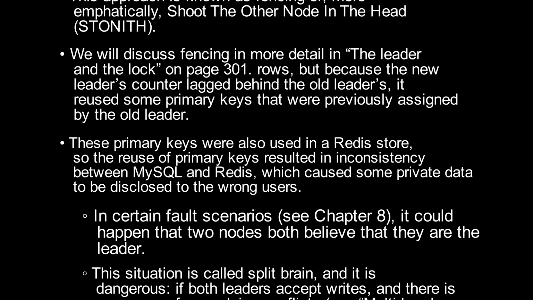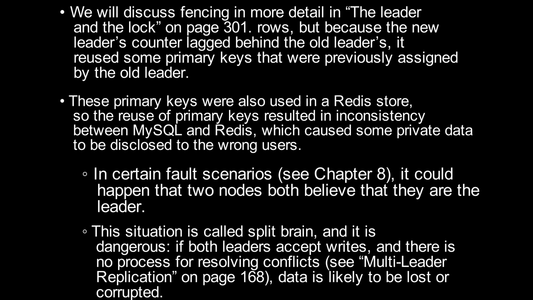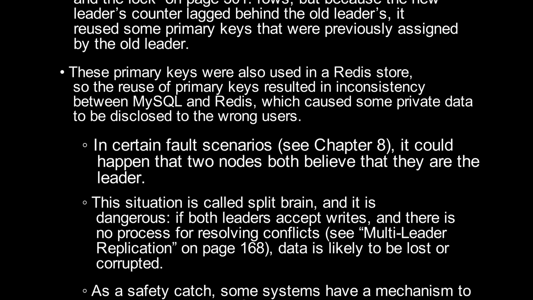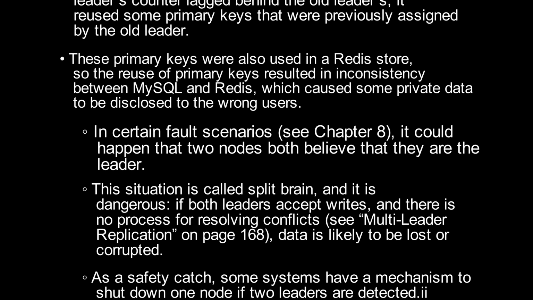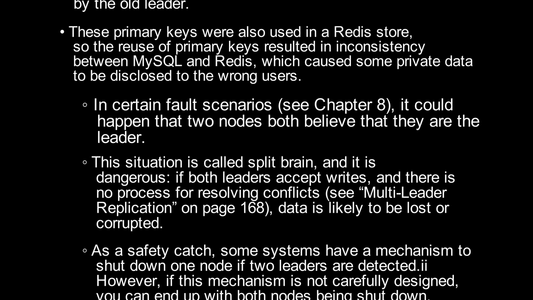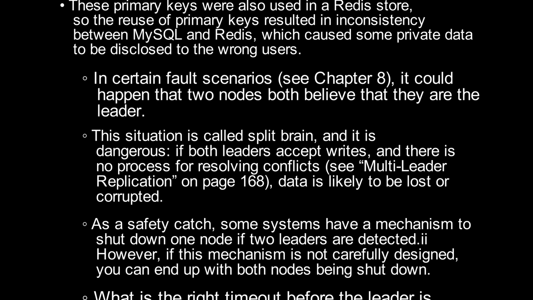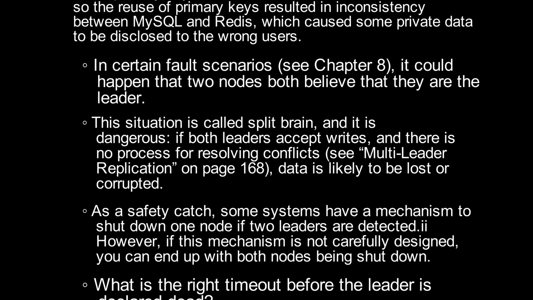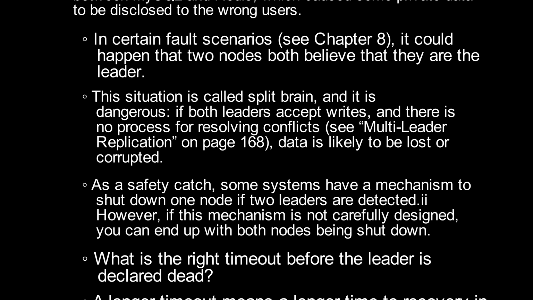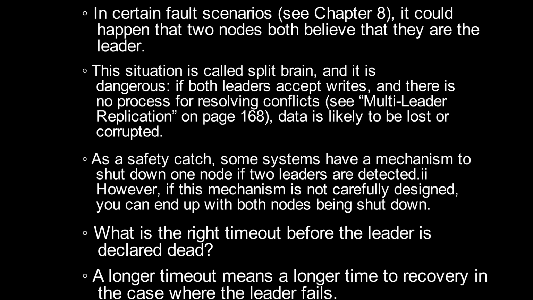In certain fault scenarios, see Chapter 8, it could happen that two nodes both believe that they are the leader. This situation is called split brain, and it is dangerous. If both leaders accept writes, and there is no process for resolving conflicts, see multi-leader replication on page 168, data is likely to be lost or corrupted. As a safety catch, some systems have a mechanism to shut down one node if two leaders are detected. However, if this mechanism is not carefully designed, you can end up with both nodes being shut down.